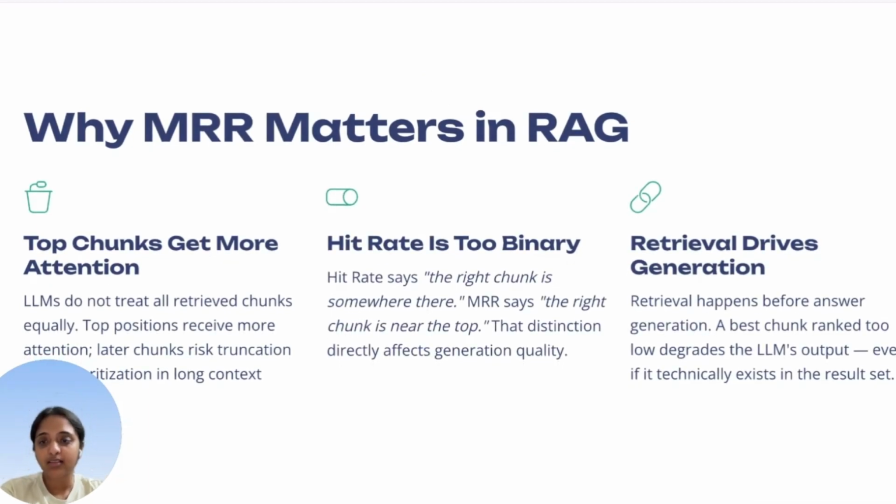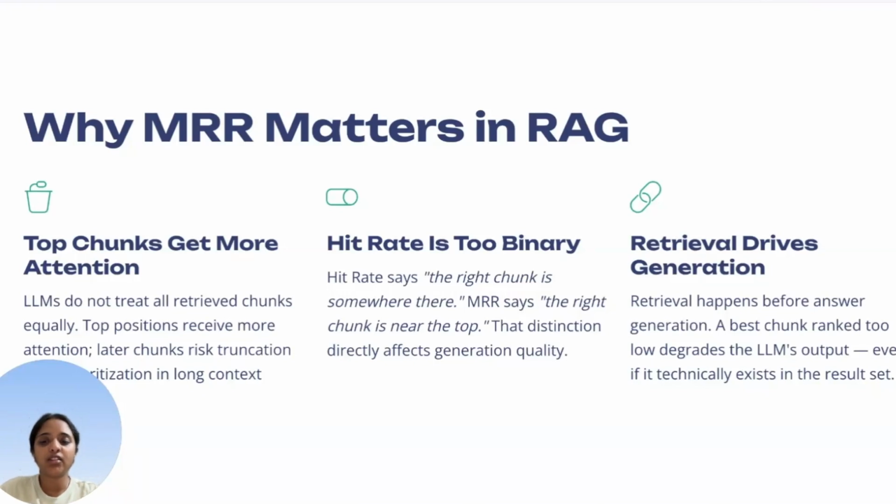Why does rank matter? Top chunks get more attention. Of course, the higher the rank, the better for the model to get the right chunk it requires. Chunks present at the top or bottom of the context get more attention than something in between. What is in between is usually lost, or given less attention by the LLMs. Hit rate is very binary. It just says whether it's present or not. It's just like attendance. It doesn't say whether you were attentive in the class, just whether you were present or absent.